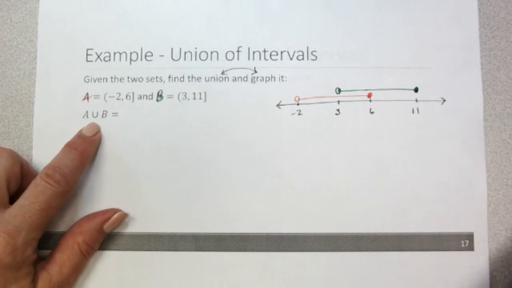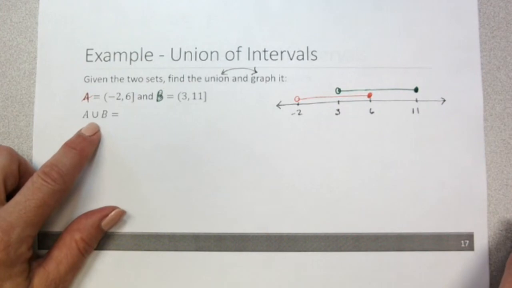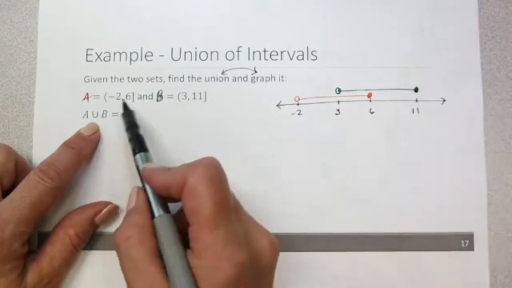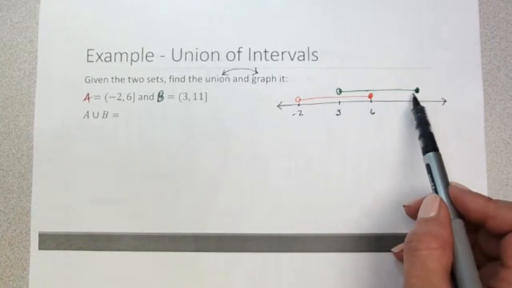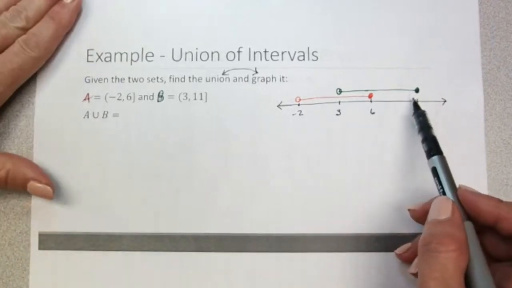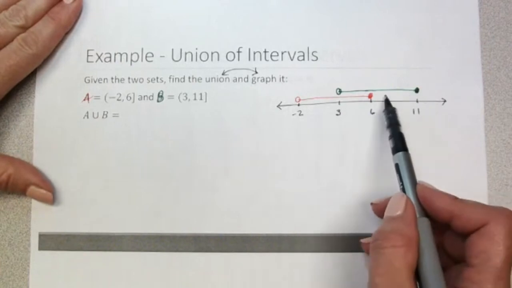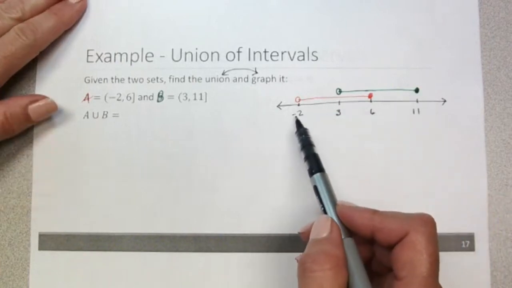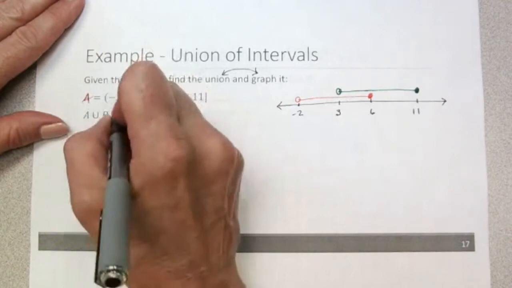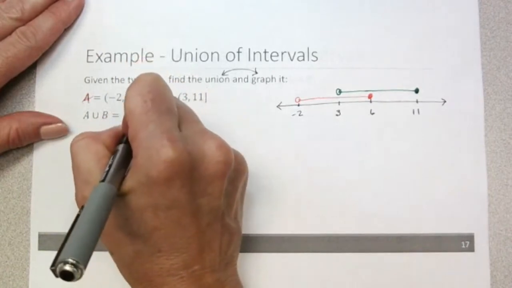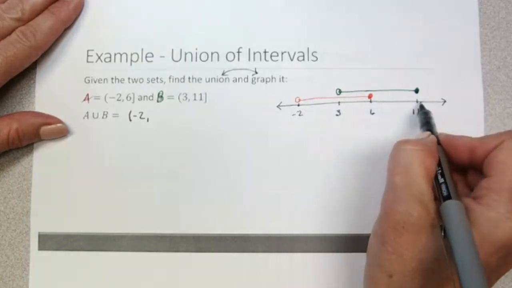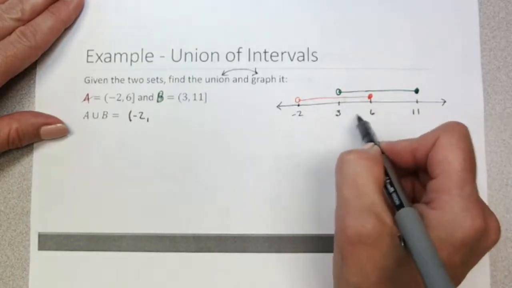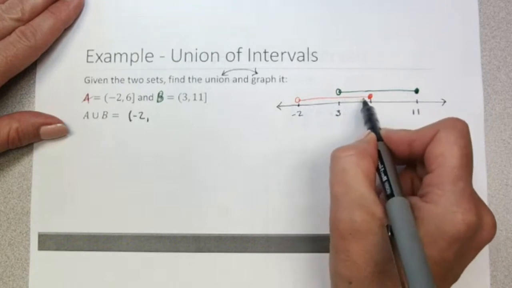Well, the union is going to be everything that's in either set, right? The easiest way to write the union of A and B when I've got them graphed is indicate everything where there's at least one line, right? So my absolute smallest number here is -2, but it's open at -2. So I'll use the parenthesis by the -2. And I keep going all the way until I get to 11. There's some overlap here between 3 and 6. That's fine. But there's at least one line there.